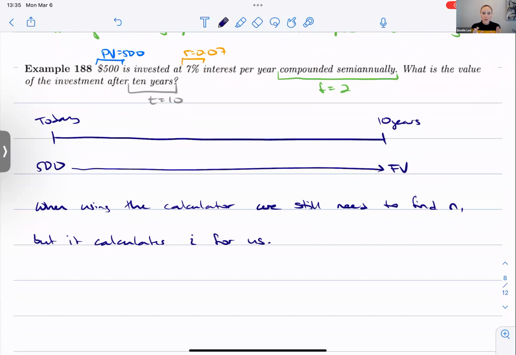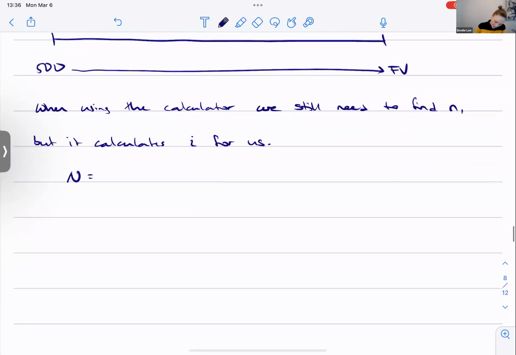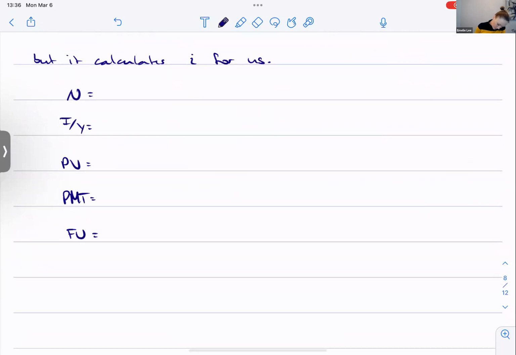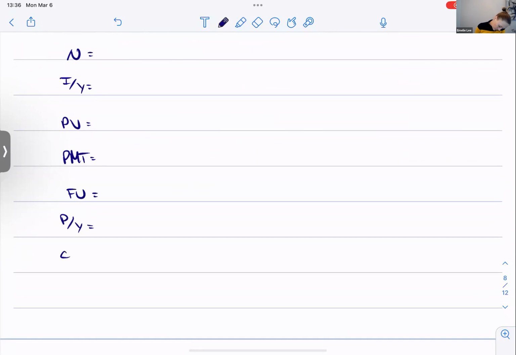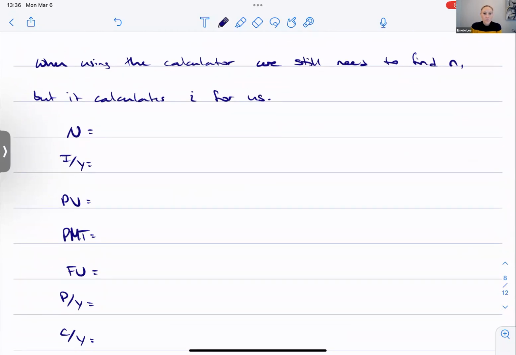So what I like to do is I'm just going to list the calculator entries just in a list. Okay? And for reference, I'm just going to work my way across these buttons. Okay, so they're the same ones that we had before, but I'm just going to write them out in a list. N equals, I per Y equals, PV equals, PMT equals, FV equals, and P per Y equals, and C per Y equals. So this is how we show our work when we're using the calculator.